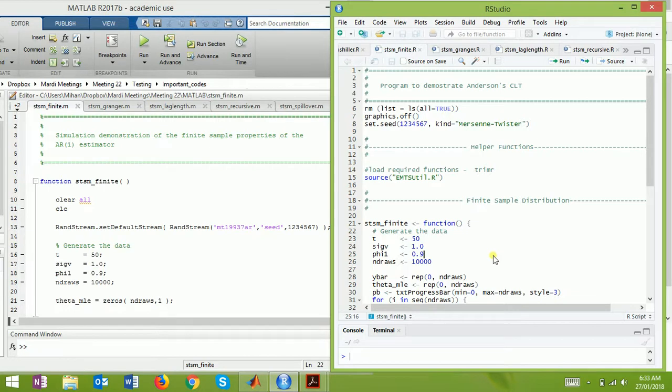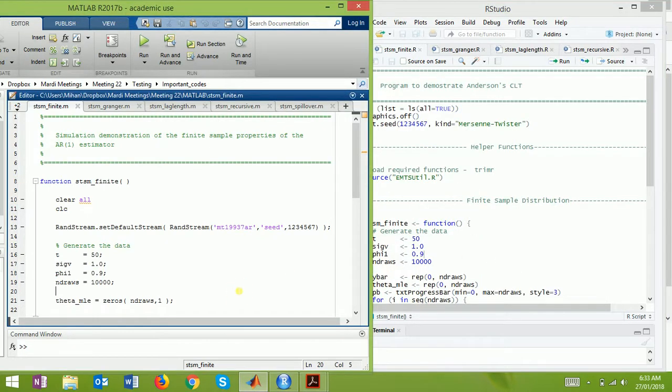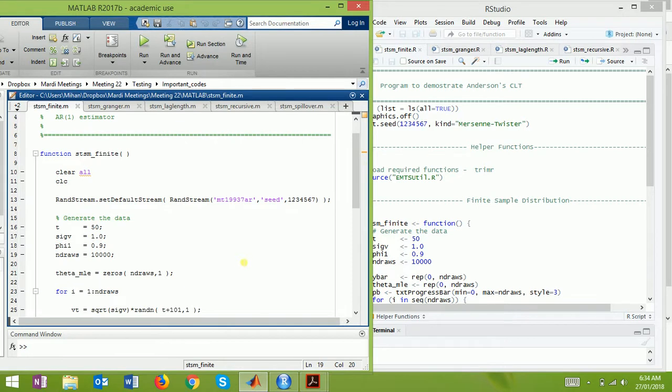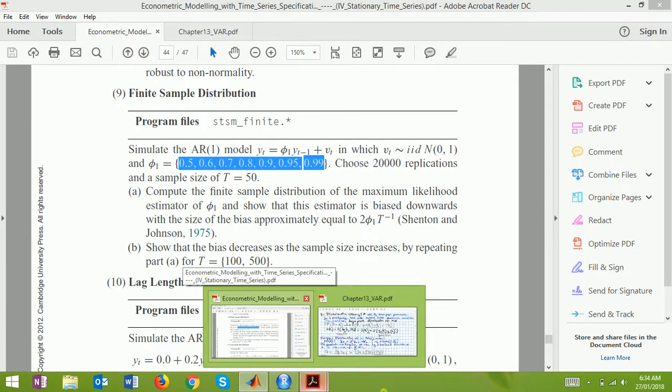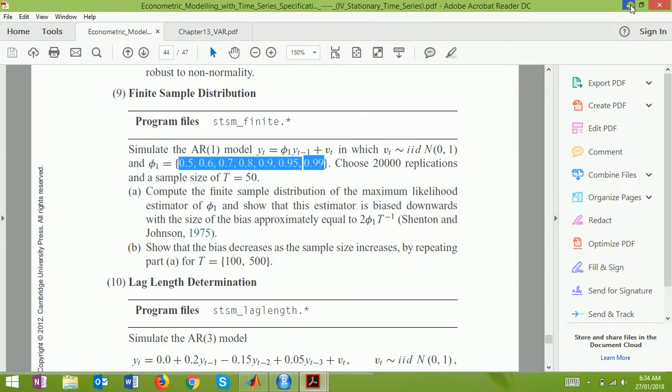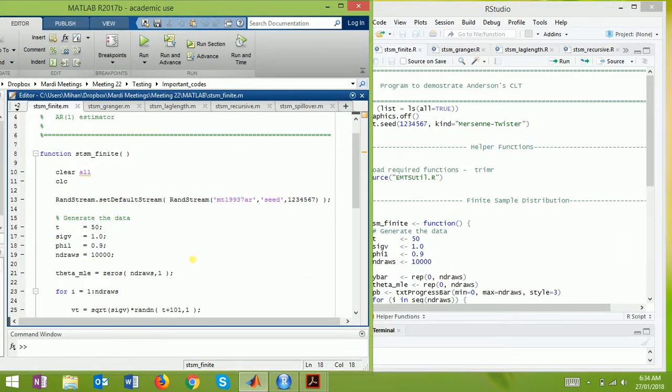STSM finite, and there is no local function. It is quite straightforward. Obviously, because we need to simulate our data, we'll start with the simulation initialization. We initialize the simulation as we already know how to do that. Then we generate the data. First, our sample size is 50. Our sigma v is given to us, which is 1. Our variance is 1, 0 mean 1 variance. Our phi1 is 0.9 and the number of draws is given to us.